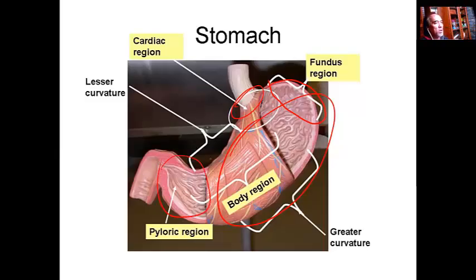Now there are two curvatures on the outside of the stomach. This is your lesser curvature, and this one is going to be the greater curvature. Remember, mesenteries attach to those curvatures, and they're named based on the curvature, like the lesser omentum for the lesser curvature, and then the greater omentum for the greater curvature.